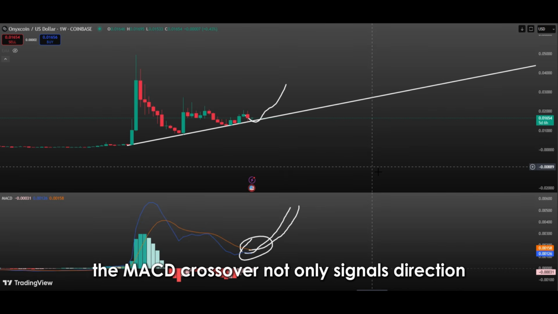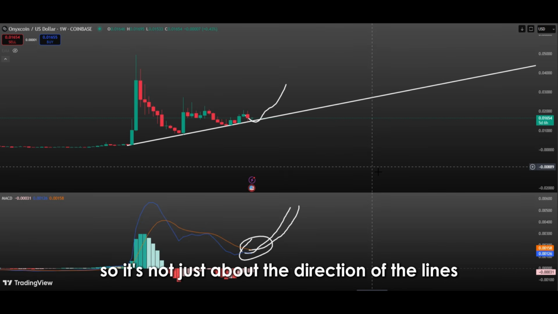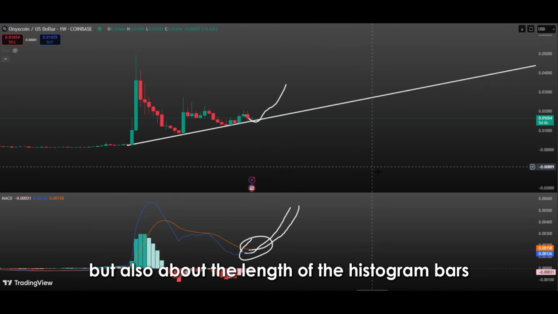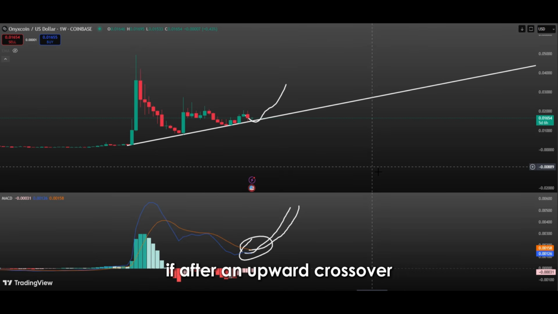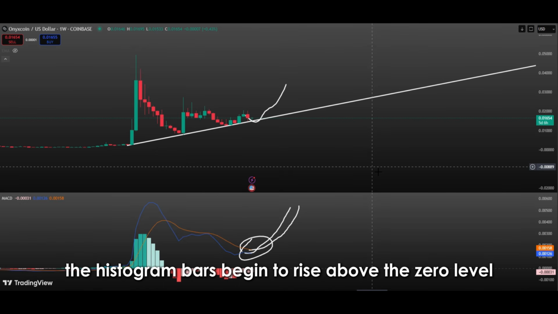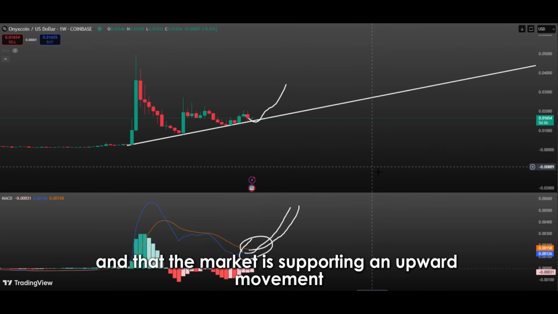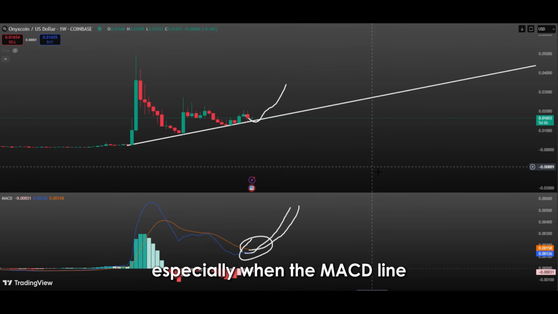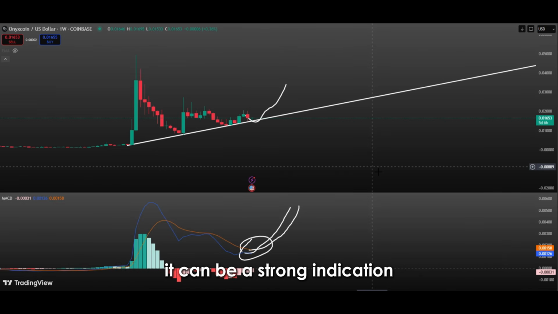The MACD crossover not only signals direction but also measures momentum. So it's not just about the direction of the lines but also about the length of the histogram bars, which gives an idea about the strength of the potential price momentum. If, after an upward crossover, the histogram bars begin to rise above the zero level, it shows that the bullish momentum is strengthening and that the market is supporting an upward movement. Especially when the MACD line clearly crosses above the signal line and this crossover happens below the zero line, it can be a strong indication that a trend reversal is beginning.